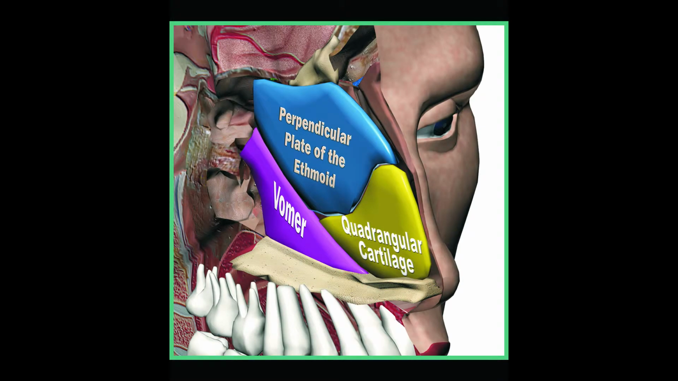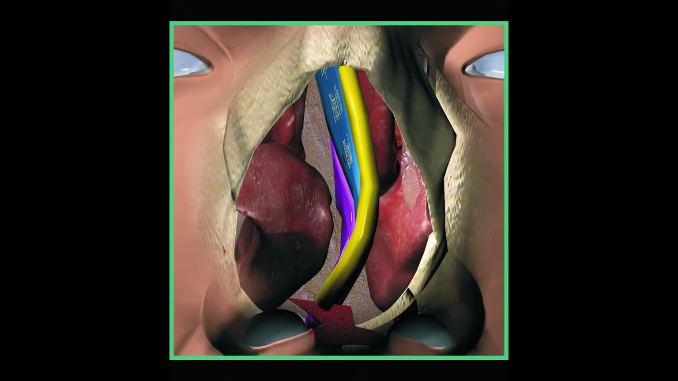The nasal septum separates the left and right nasal airway. The yellow portion is made of flexible cartilage, the quadrangular cartilage. The blue portion is thin bone, the perpendicular plate of the ethmoid bone. The purple portion is thicker bone, the vomer bone. Much of the airflow through the nose occurs through the narrow space between the septum and the inferior turbinate.